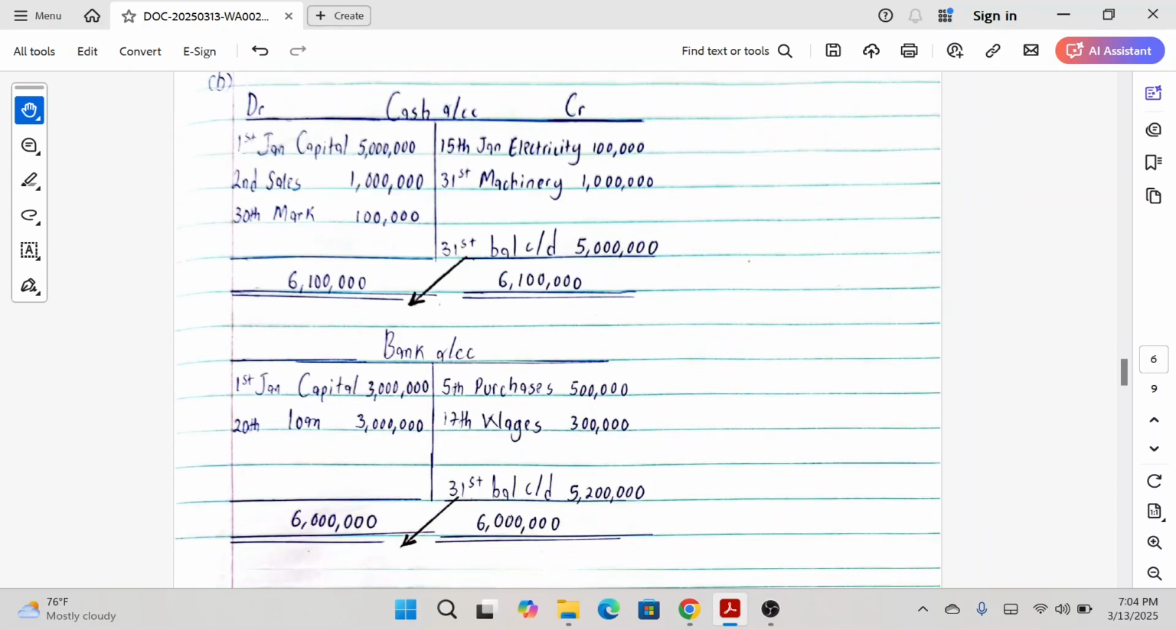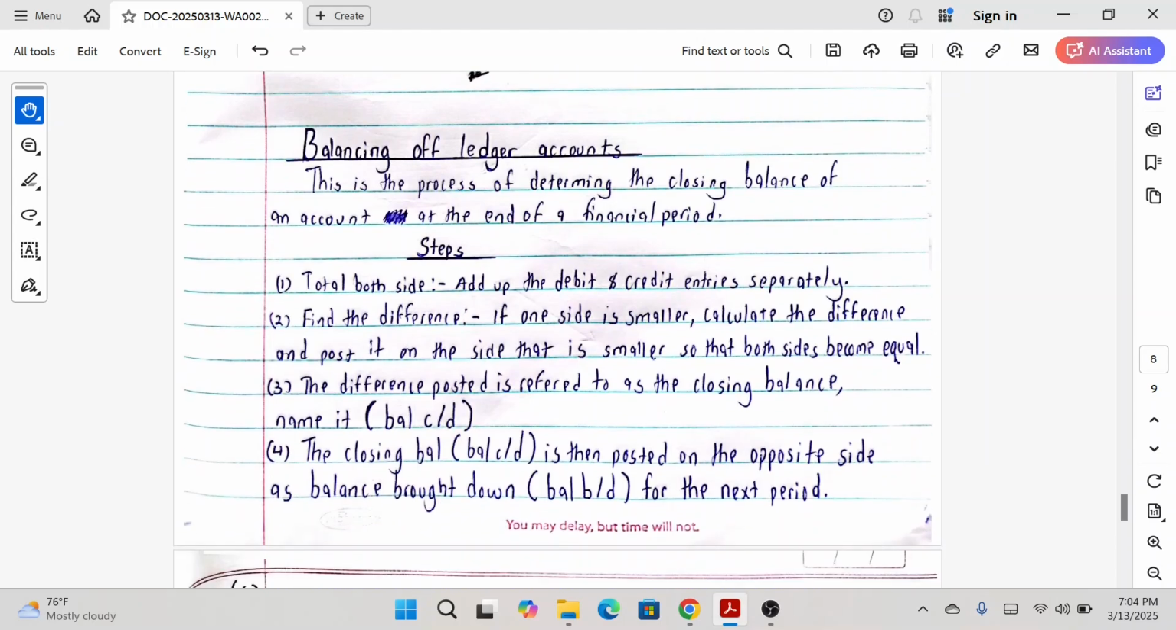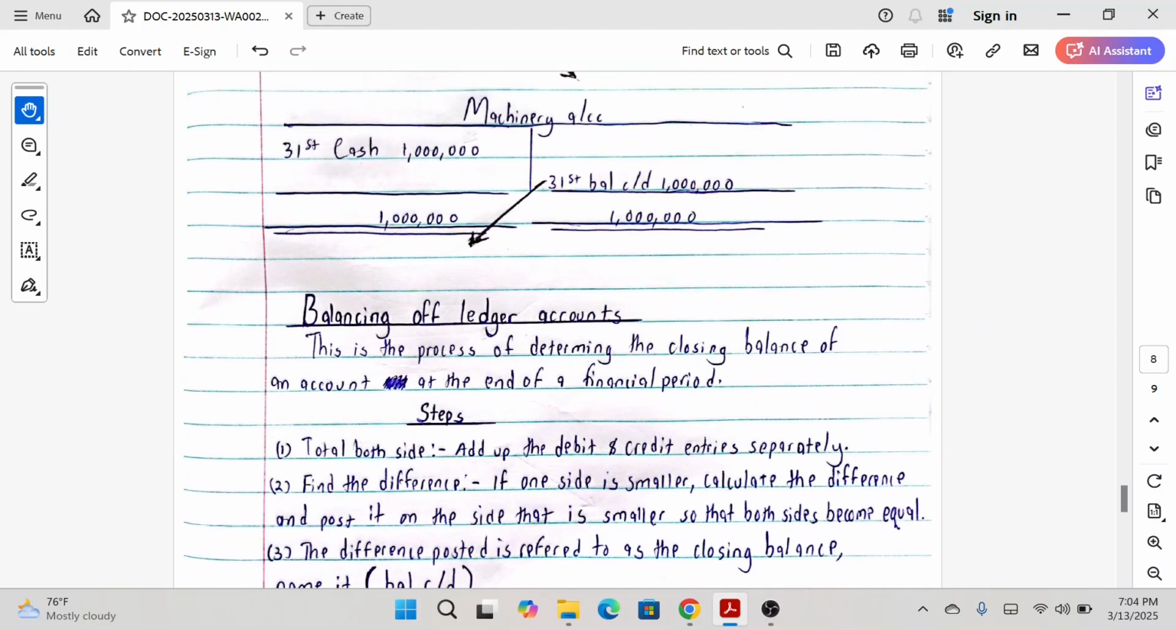So I'm going to still take you through the steps of how we are going to balance up all those accounts. Balancing off the ledger accounts is the process of determining the closing balance of an account at the end of a financial period. So the steps are: you total both sides. Now if I'm having a machinery account here, you total up the debit side and the credit side. So you add up the debit side and the credit side separately.